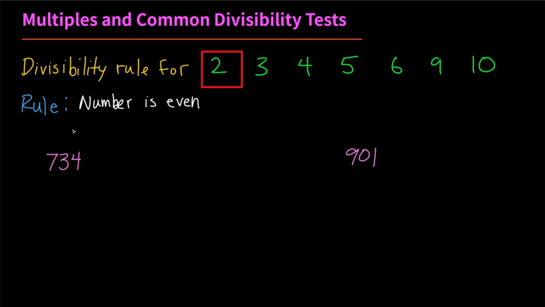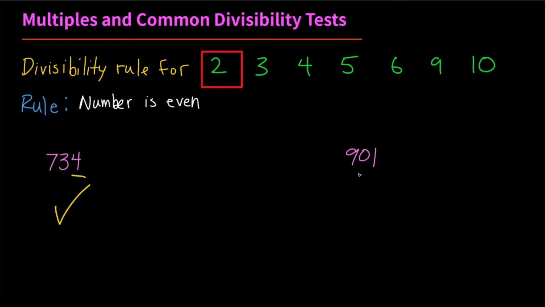Our first test is the divisibility rule for 2. Our rule here is that the number is even. If the number is even, that means it is a multiple of 2, or that it can be divided evenly by 2. We're going to check our first number. We have 734. We're going to ask ourselves, is this number even? This number is even because it ends in a 4. So this is divisible by 2.